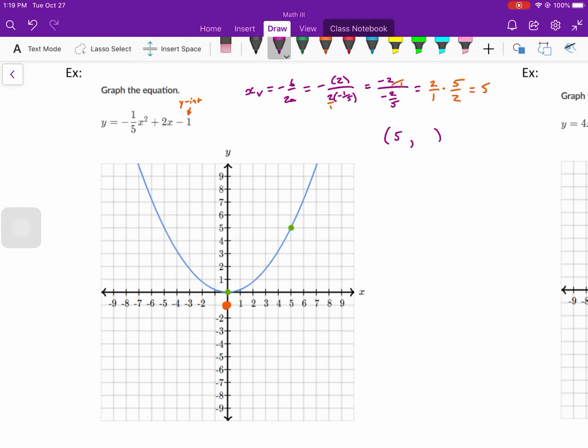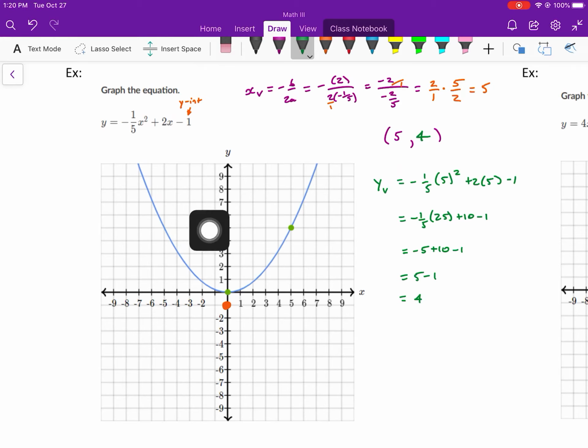We still need to come up with the y-coordinate. So how do we do that? Well, let's plug it in. And you get 4. Just a little PEMDAS going on down there. Not too big of a deal. I guess I could explain it. 1/5 of 25. 25 divided by 5 is 5.